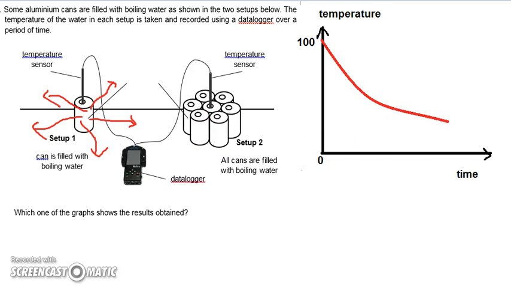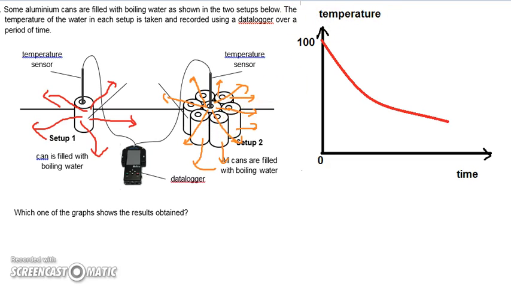Now, but what happens if the can is surrounded with other cans that are also filled with boiling water? So that would mean that the heat from the inner can would need time to travel because it is surrounded with warmer objects. Because it has to go through all this, and this is also losing heat. Because this is losing heat, the inner can would need to wait for all the surrounding cans to lose heat first before it starts to lose heat.